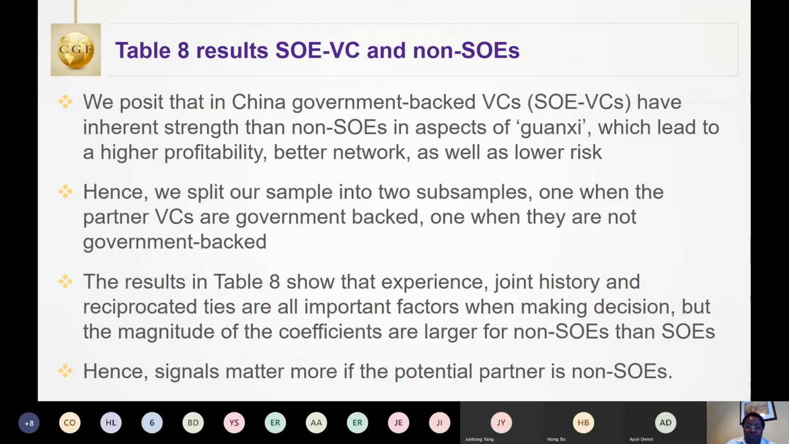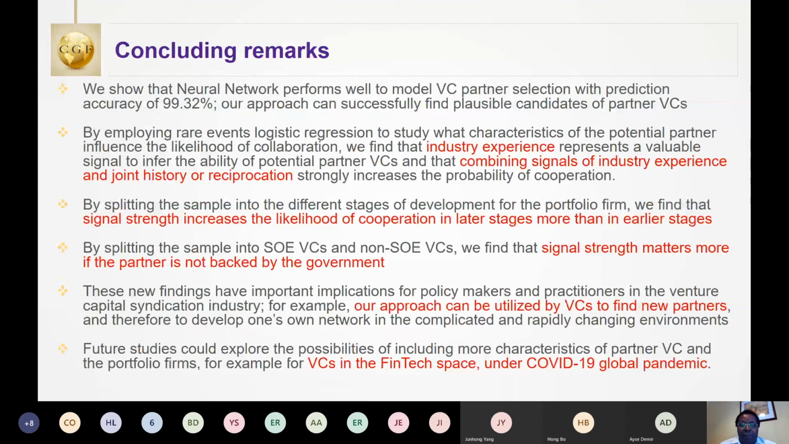Let me just conclude the remarks. Just about 5 points. One is that our network performs well to model VC partner selection, with a high prediction accuracy of 99.32. Okay. So our approach can successfully find plausible candidates for partner VC, which is the challenge that we are trying to address. We are able to bring together characteristics which previously couldn't be put in one analysis, the industry experience, combining signals of industry experience and joint history of reciprocity or trust, and those we find very important.